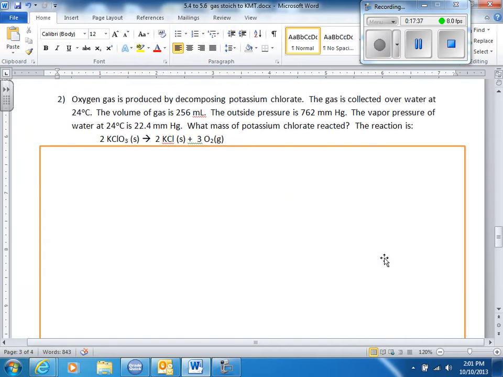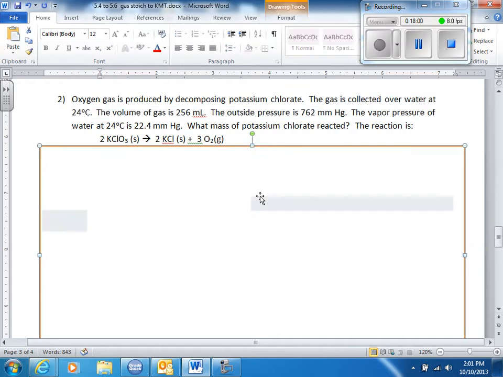Okay, another problem. Now, we've got a reaction and Dalton's Law all together and stoichiometry. So we're going to do stoichiometry with Dalton's Law. So we're combining what we learned 15 minutes ago with what we just learned about Dalton's Law. We're collecting a gas over water, so that's important information. We're going to have to do something special with what we have.